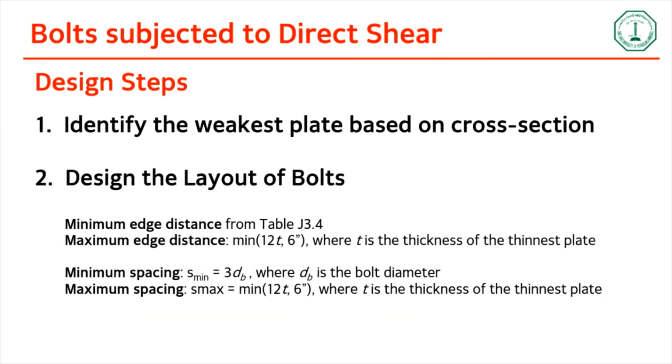So the first step is to identify the weakest plane based on the cross section. Okay, that's quite easy. We can identify that very quickly. And then the second step is to design the layout of bolts. Okay, the layout of bolts is based on these four distances. One is the minimum edge distance, and then you have the maximum edge distance. You have minimum spacing and maximum spacing. All these are given to you on page 16.1-122.